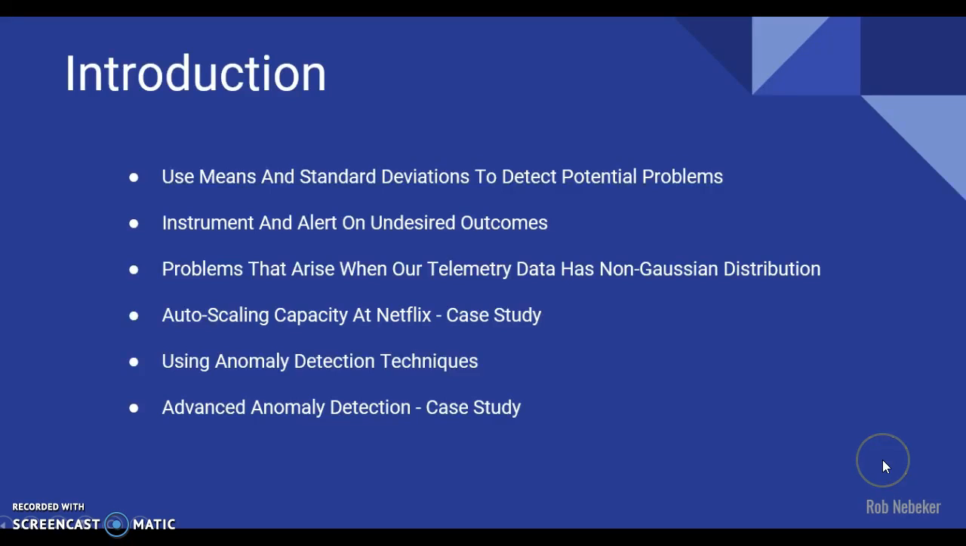Okay, so first we're going to talk about the use of means and standard deviation to detect potential problems. Then we'll do instrument and alert on undesired outcomes, problems that arise when our telemetry data has non-Gaussian distribution. And then we'll talk about auto-scaling capacity at Netflix, a case study. And then we'll talk about using anomaly detection techniques, and then an advanced anomaly detection case study.